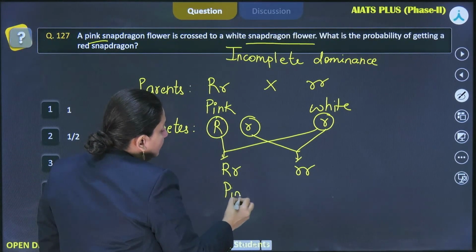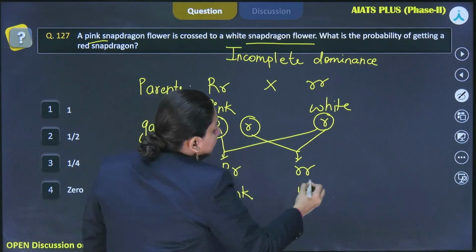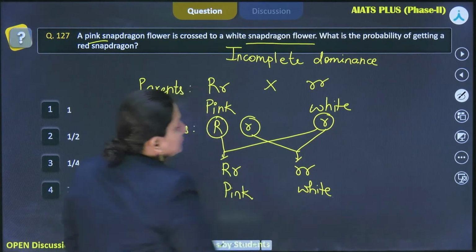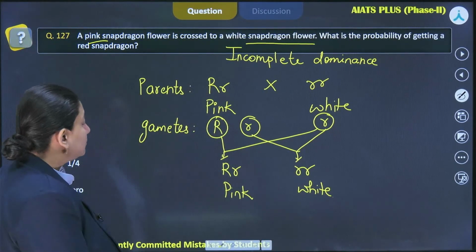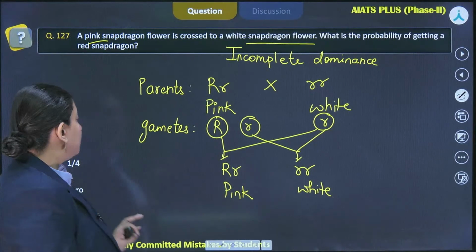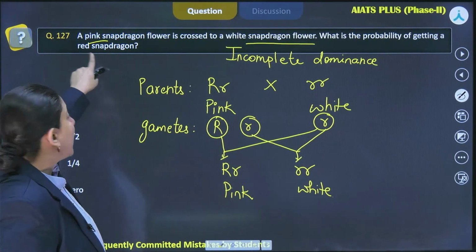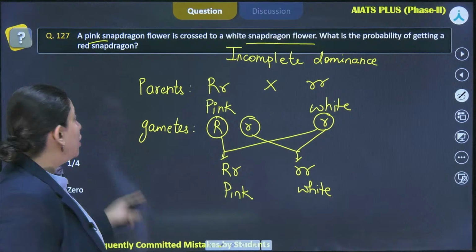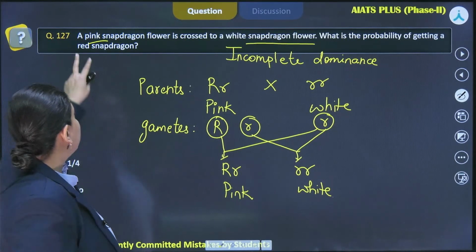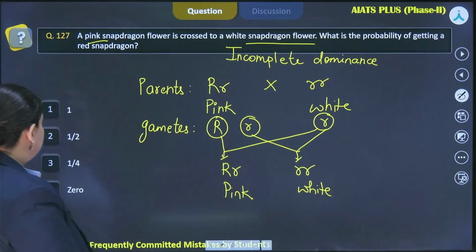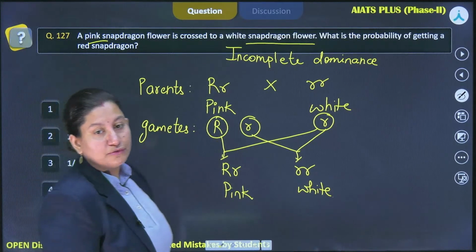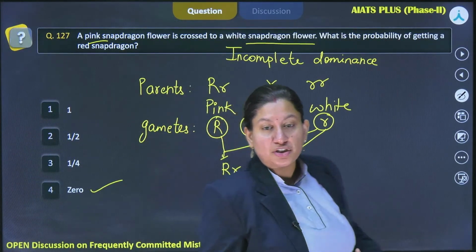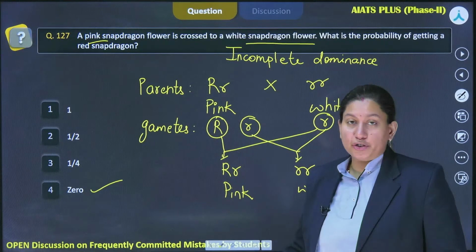So we have obtained pink and white in equal proportion, right? Pink and white in equal proportion. So we are not having any red snapdragon. So of course, the probability of having a red snapdragon would be 0, correctly depicted in option 4. So Ankul, Amit, Ashish, wonderful. The option is going to be 4.